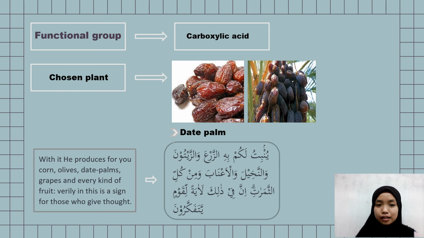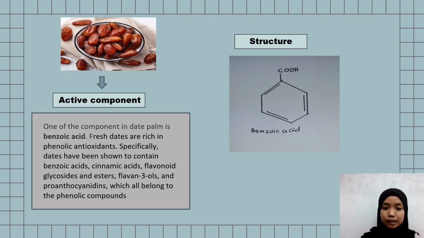Functional group: carboxylic acid. Chosen plant: date palm. Quran verses: With it He produces for you corn, olive, date palms, grapes, and every kind of fruit. Verily in this is a sign for those who give thought. One of the components in date palm is benzoic acid. Fresh dates are rich in phenolic antioxidants. Specifically, dates have been shown to contain benzoic acid, cinnamic acid, flavonoid glycosides, and esters, flavanols, and proanthocyanidins, which all belong to the phenolic compounds.